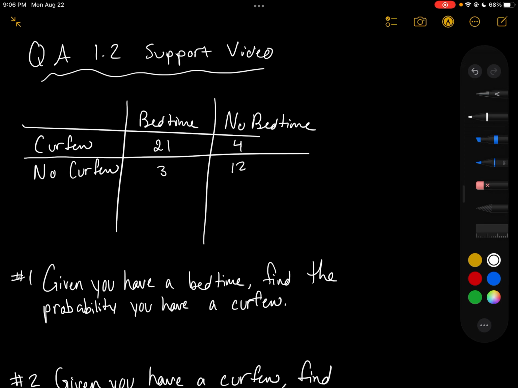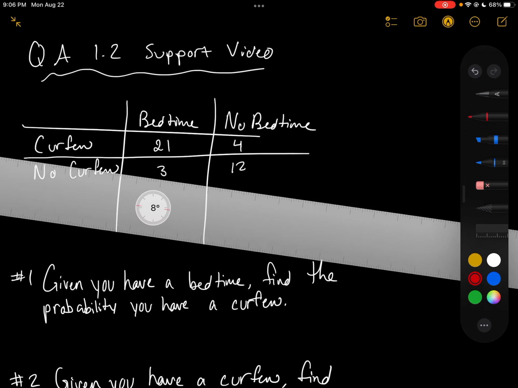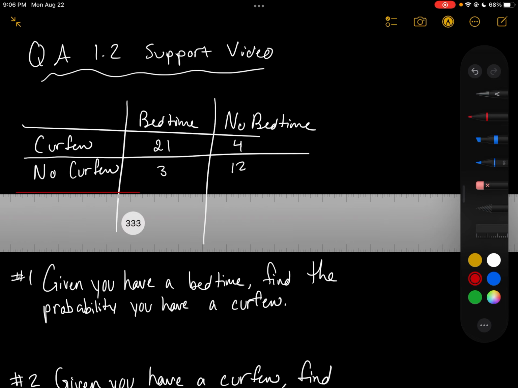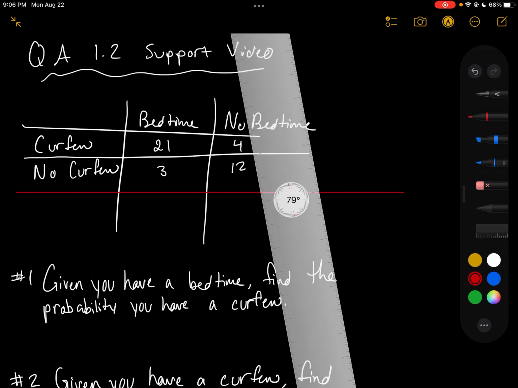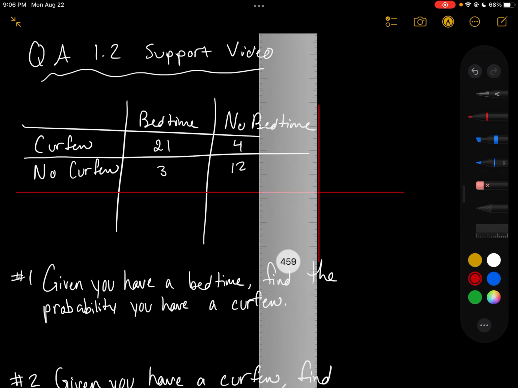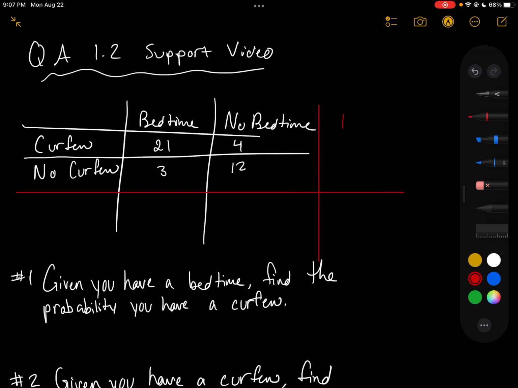So the first thing that we want to do is take a look and see, do we have totals here? So if we take a look, we actually don't. So the first thing that we want to do is add in some total columns. So we'll do totals here and totals here.